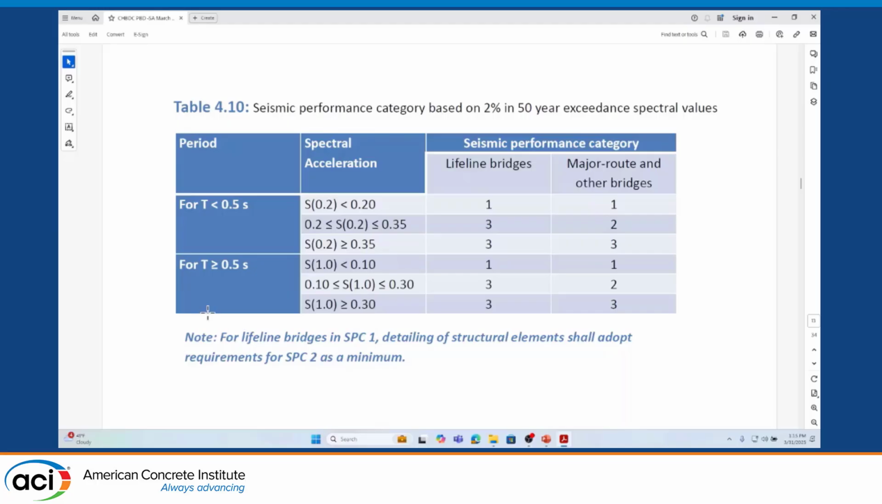One important thing to note is that for lifeline bridges, even if it is seismic performance category 1, you have to provide detailing of your structural elements as if it is seismic performance category 2 as a minimum.